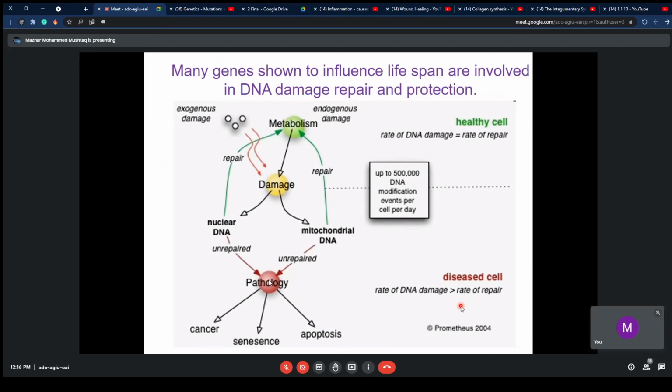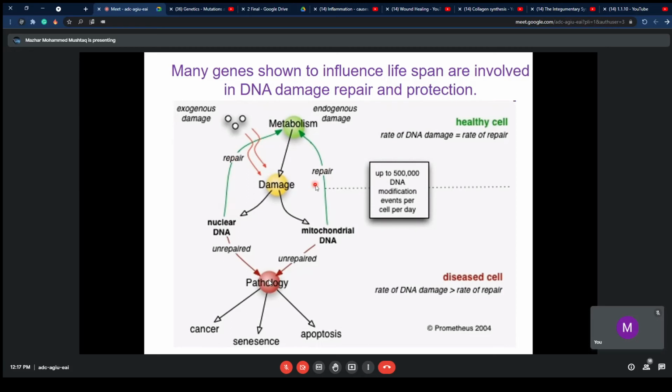Many genes shown to influence lifespan are involved in DNA damage repair. So DNA damage repair is the most important one, and if that DNA damage is not taken care of, it will cause a diseased cell, or it can cause aging. For example, here, because of exogenous or endogenous factors, there is damage to the DNA. This damage can be to the mitochondrial DNA or to the nuclear DNA.